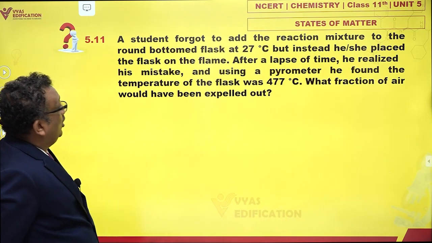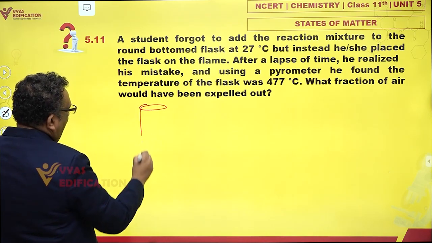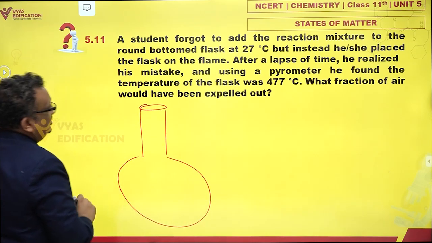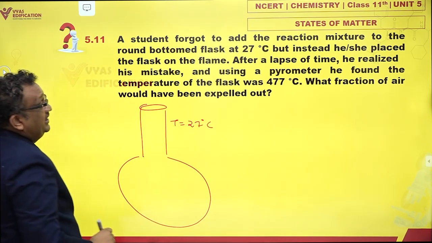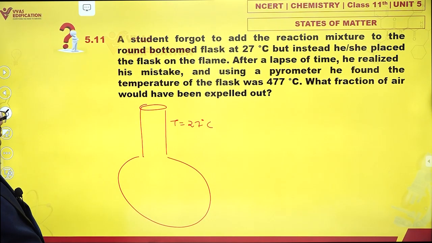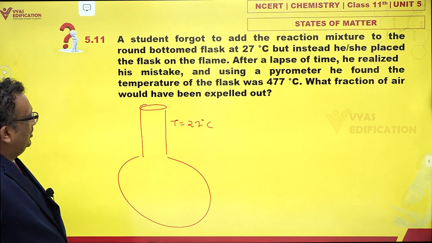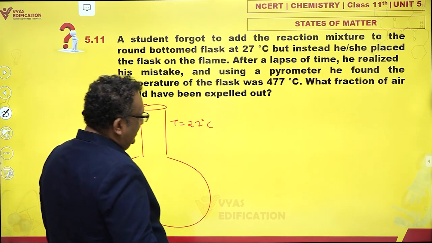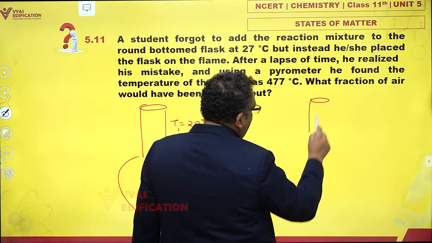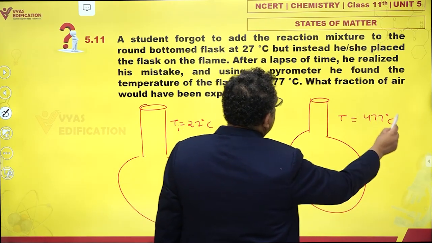A student forgot to add the reaction mixture to the round bottom flask. Okay. So I have a round bottom flask at 27 degrees Celsius. But instead, she placed the flask on the flame. After a lapse of time, he realized his mistake, and using a pyrometer, he found the temperature was so much. Now, apparently, this round bottom flask was initially this much. And finally, the flask has been heated to 477 degrees Celsius.